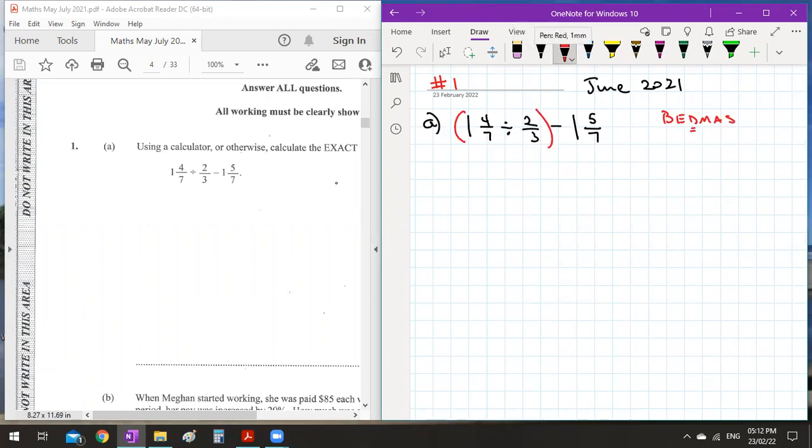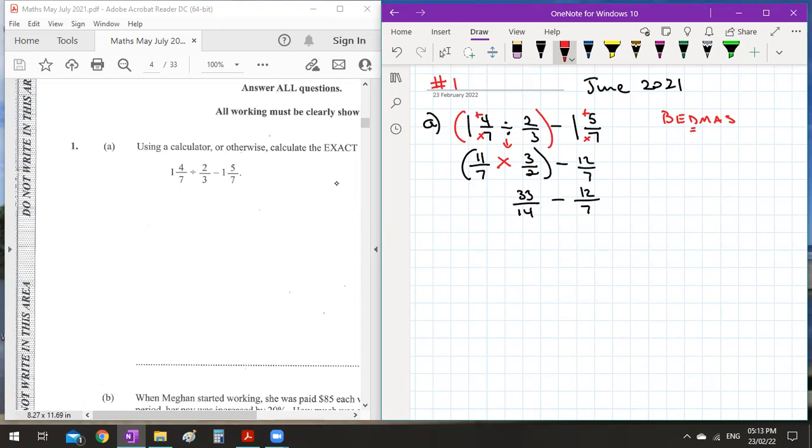In order to do this, we're going to change the improper fractions: multiply the whole number by the denominator, 1 times 7, and add to the numerator. So we have 11/7. Change the division to a multiplication sign, and invert the fraction after it, so it'll be 3/2, minus, and we will do the same here. 1 times 7 is 7, and 5 is 12/7. This cannot simplify, so we have to multiply it out. 11 times 3 is 33, 7 times 2 is 14. And we bring down the 12/7.